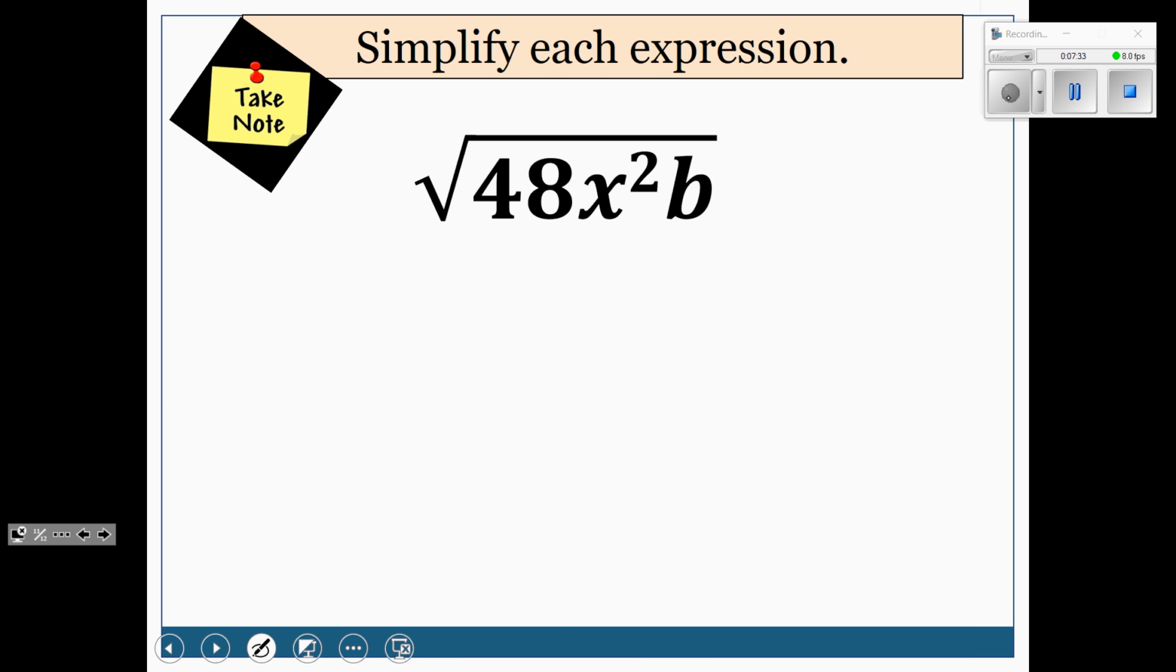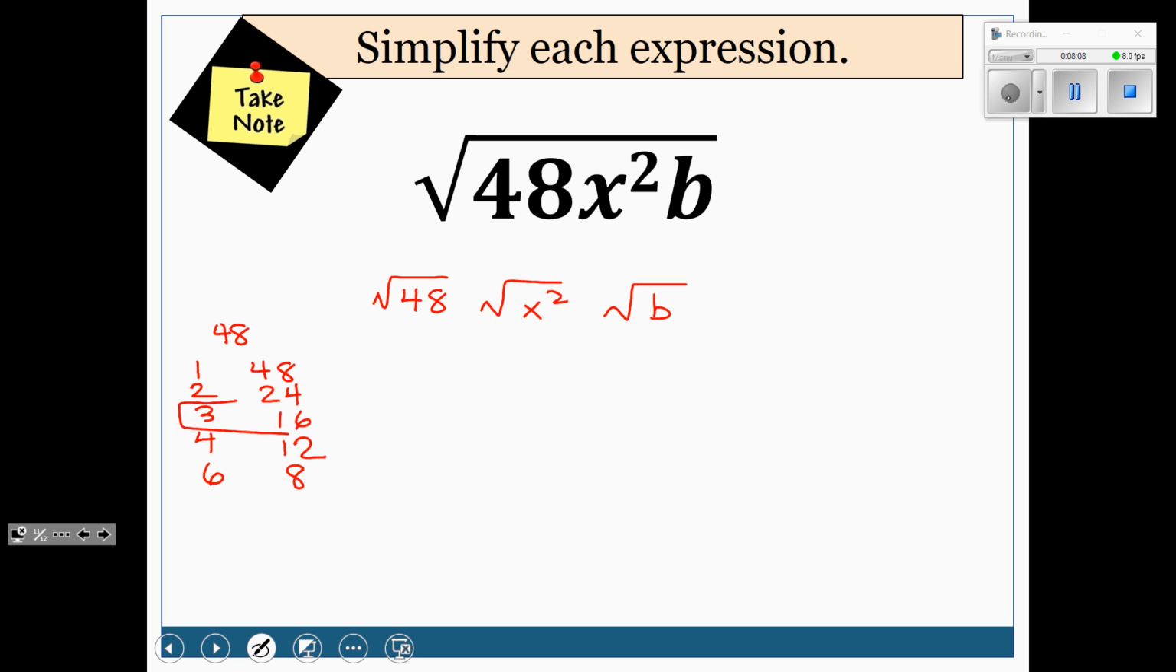Here we have 3 bases. We have the square root of 48, we have the square root of x squared, and we have the square root of b. Let's take each base separately. 48 is not a perfect square, but when I think of the factor pairs for 48, 1 and 48, 2 and 24, 3 and 16, 4 and 12, 6 and 8. Which one of these has a perfect square? We have 3 and 16.